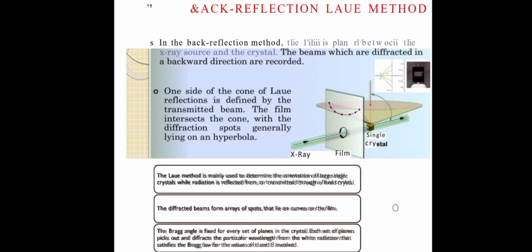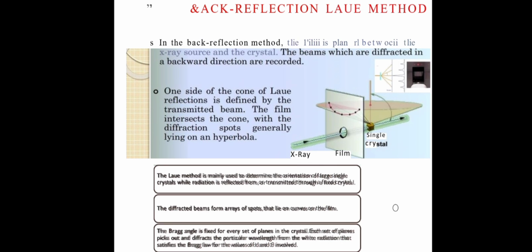The Laue method is mainly used to determine the orientation of large single crystals, while radiation is diffracted through transmission through a fixed crystal. The diffracted beams form arrays of spots that lie on curves on the film.